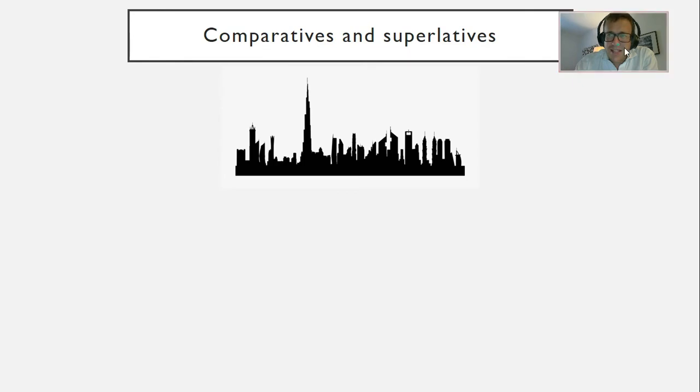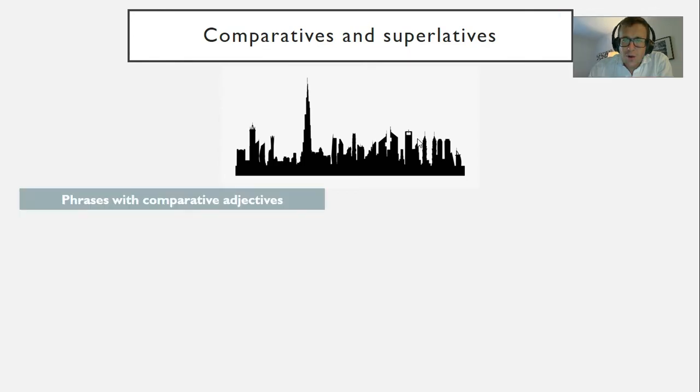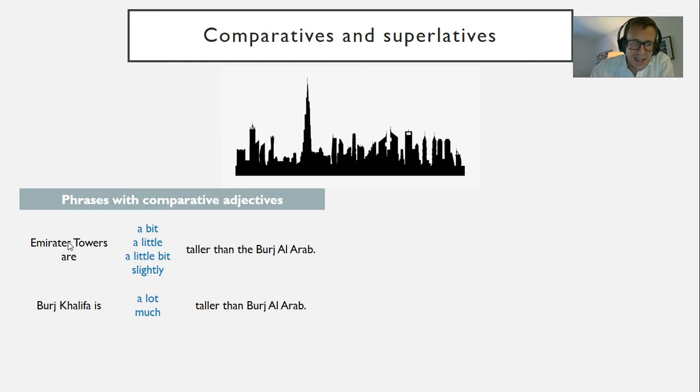Moving on, let's look at some more phrases we can use with comparative adjectives. So when it's comparative, we can give a bit more information like these: a bit, a little bit, slightly, a lot, much. So you can say Emirates Towers are a bit taller than the Burj Al Arab, a small bit. But Burj Khalifa is a lot taller than Burj Al Arab. So these mean more or less the same, and these mean a lot.